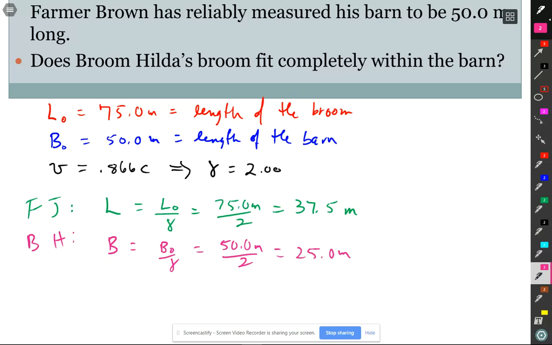Now remember, we have the magic doors. According to Farmer John, the front door opened, then the front door closed, then the rear door opened. She was completely contained. But according to her, the front door opened, the rear door opened, then the front door closed. She was never completely contained.